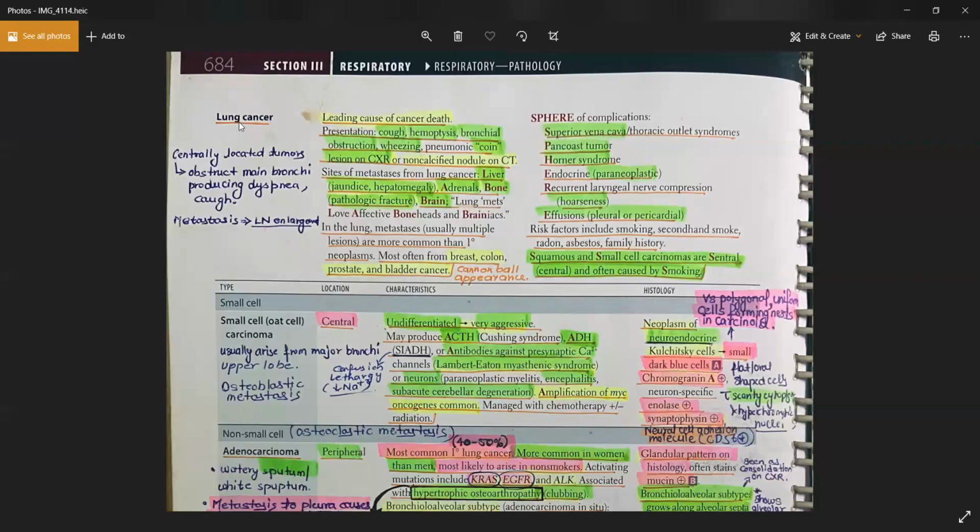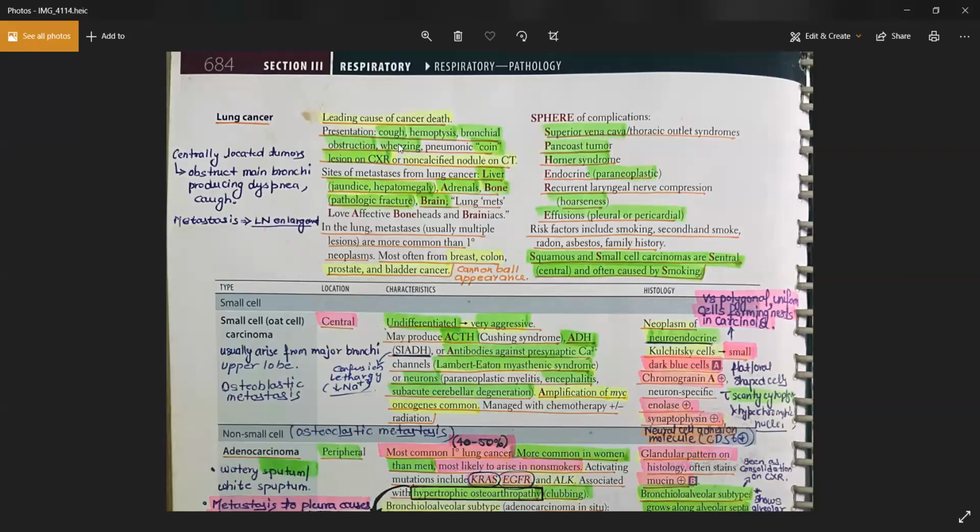Now let's discuss lung cancer, which is again a leading cause of death. The majority of symptoms are cough and hemoptysis. Bleeding is very important. The patient will have a very long history of cough, more than 2 or 3 months, or even 6 months. Now the patient is having hemoptysis. Sometimes bronchial obstruction can also happen if the cancer is very central. Wheezing can also happen because of this obstruction.